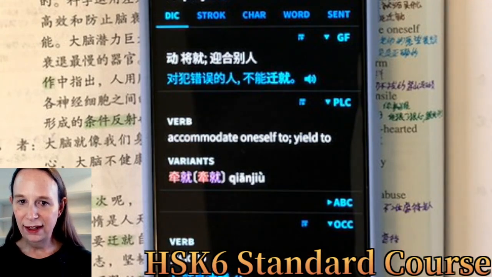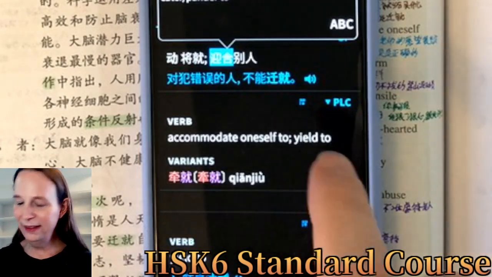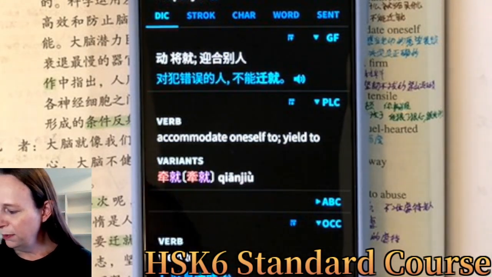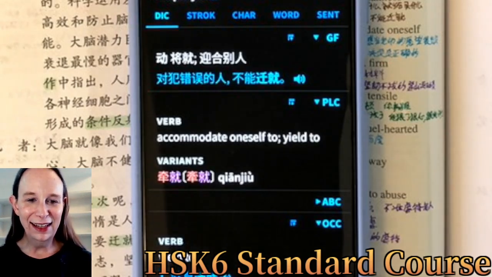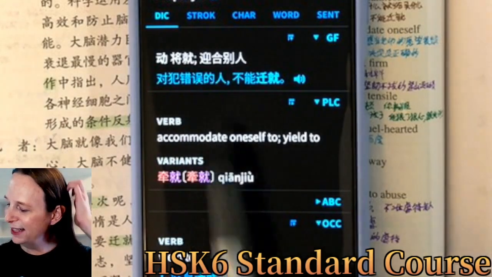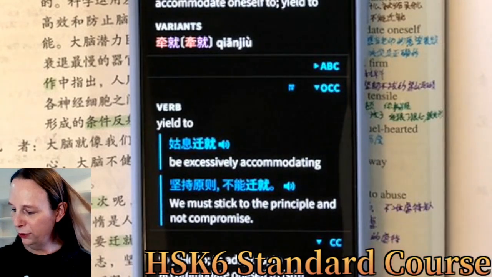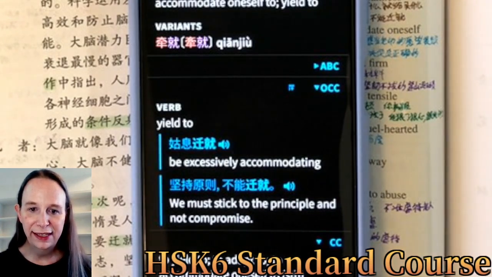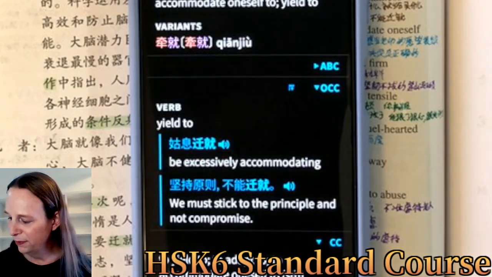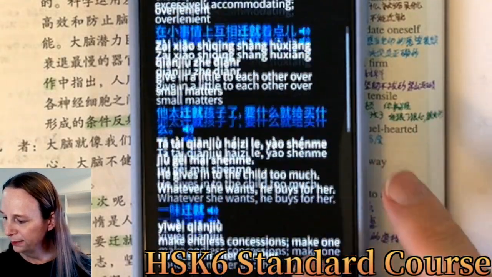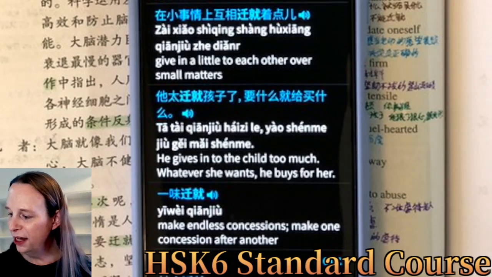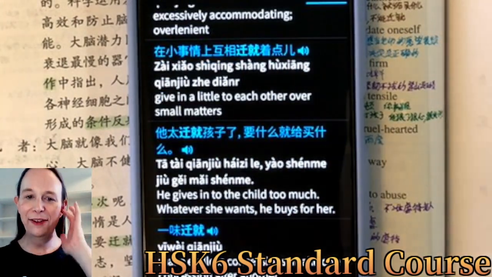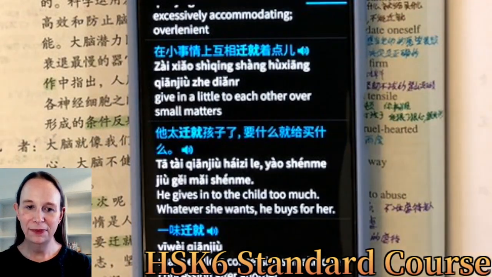Okay. 迎合别人, what is 迎合? Cater to, pander to. This one, 迎合别人对犯错误的人不能迁就, yeah, this is kind of like let them off the hook when they made a mistake. 不惜迁就, yield to. 坚持原则不能迁就, you can't compromise on principle. 就小事情上互相迁就这点儿, so for small things, maybe both people compromise, not a big deal.